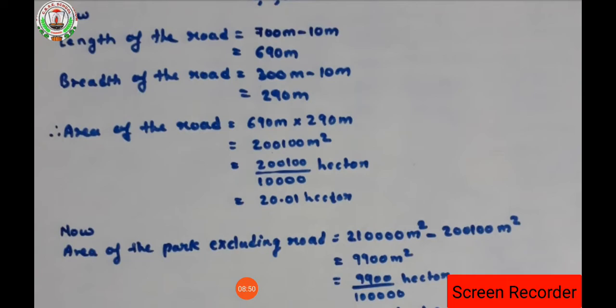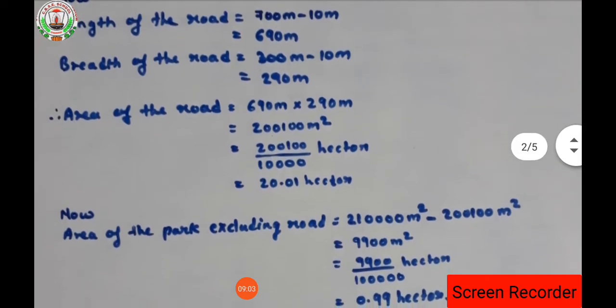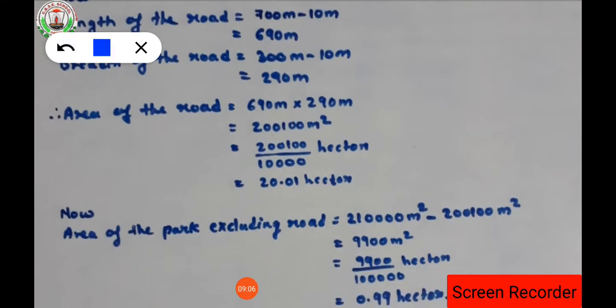Clear everyone how it happens? So the length of the road, 700 meter, will be subtracted with 10 meter. Then 700 minus 10 will be 690, isn't it? Then the breadth of the road is 300 minus 10, so it will be 290. So have you understood from where this 690 meter and 290 meter come? Because due to the road width we are having 10 meter and it is a crossroad. So we are going to subtract the 10 meter width of the road from the length and breadth of the park.